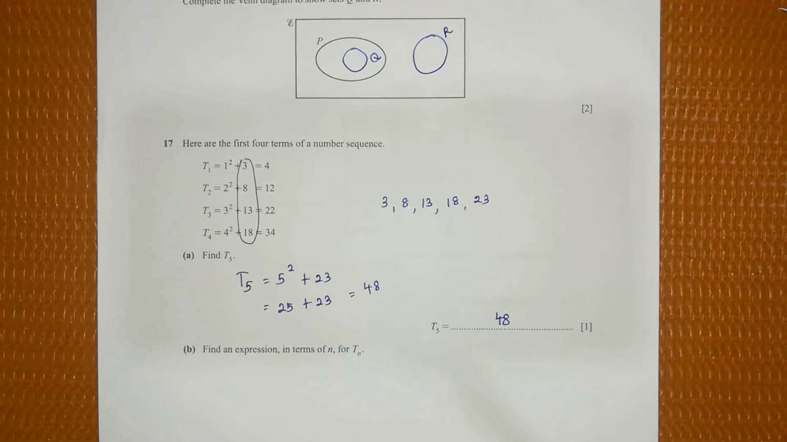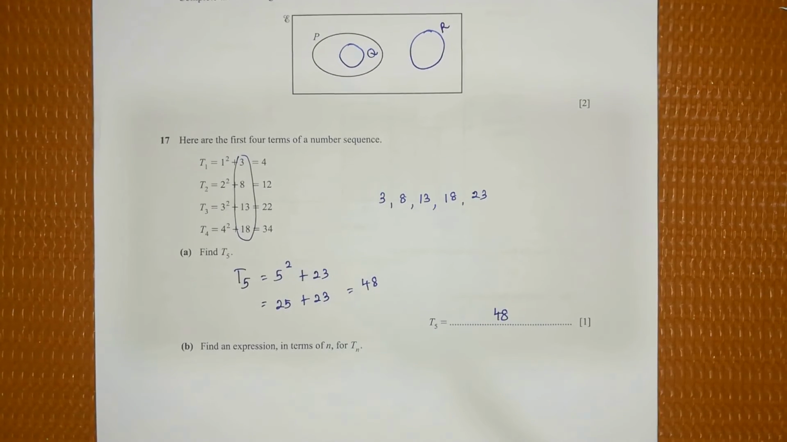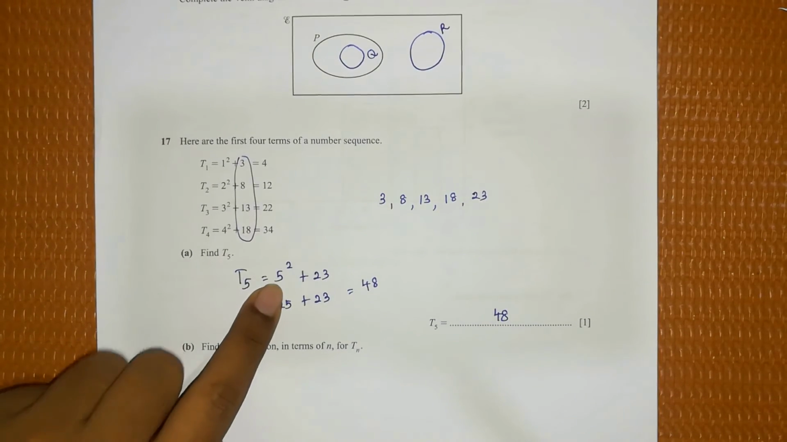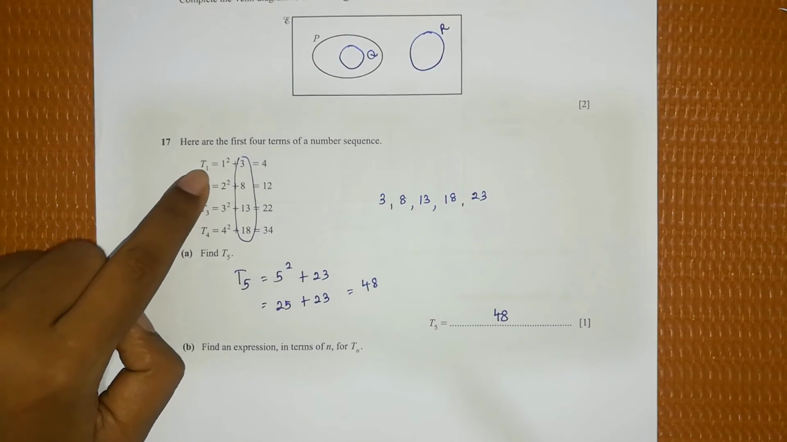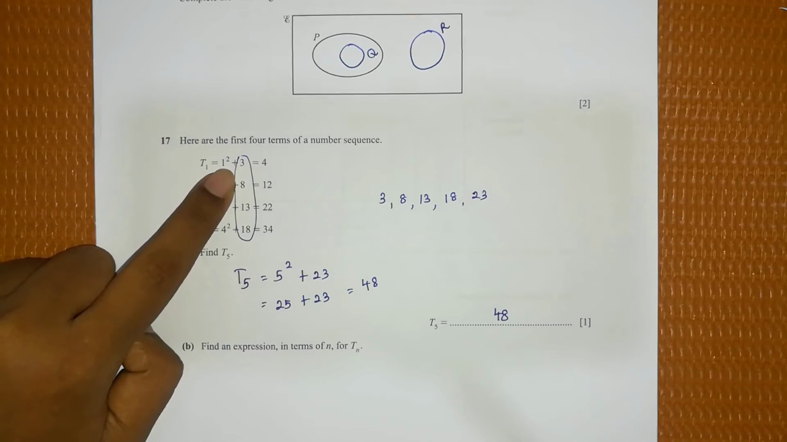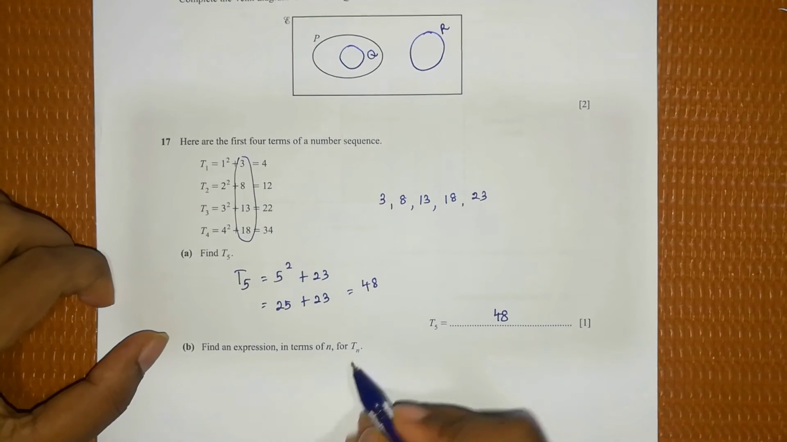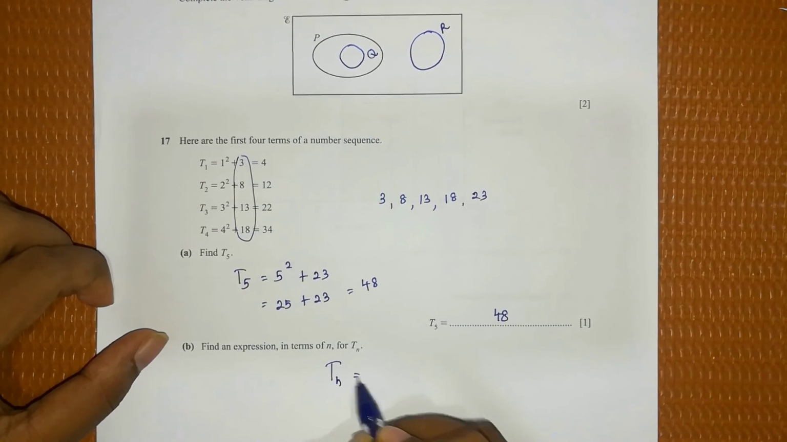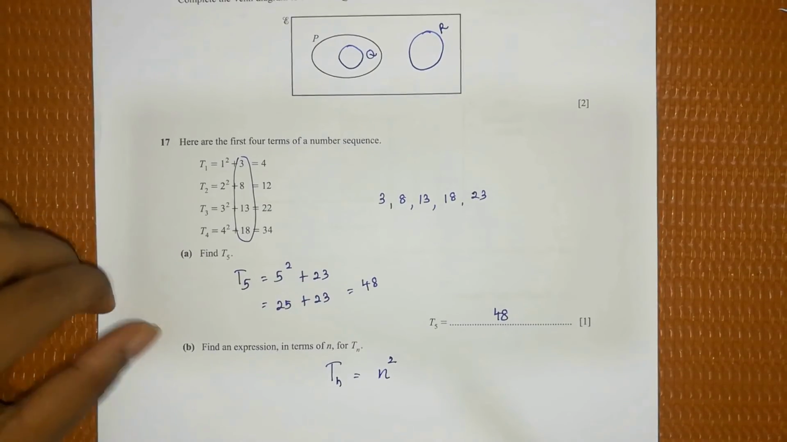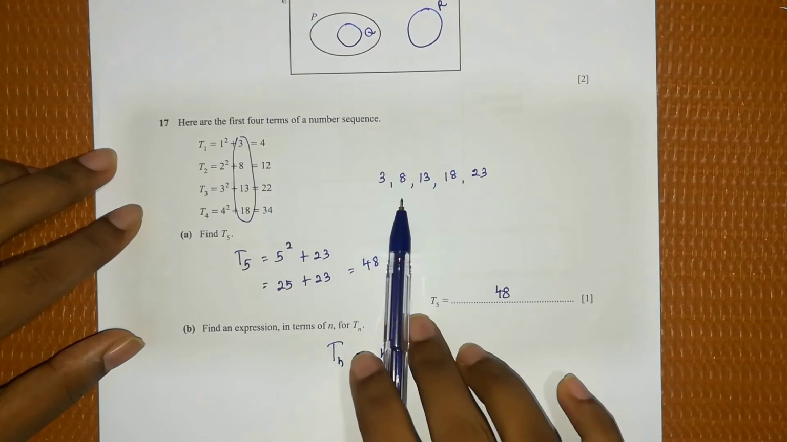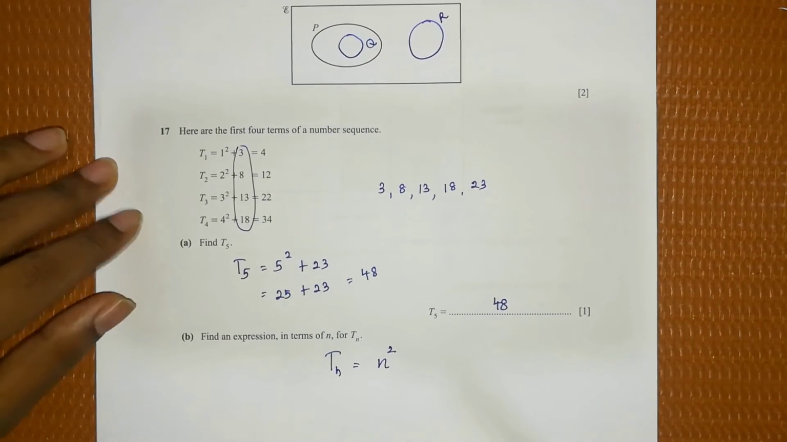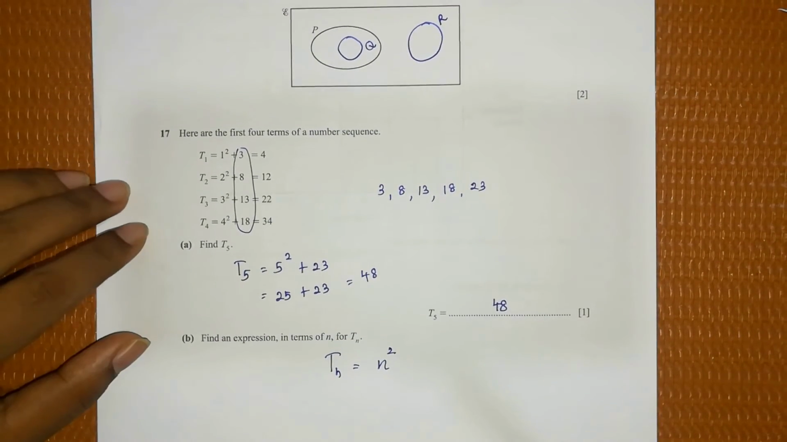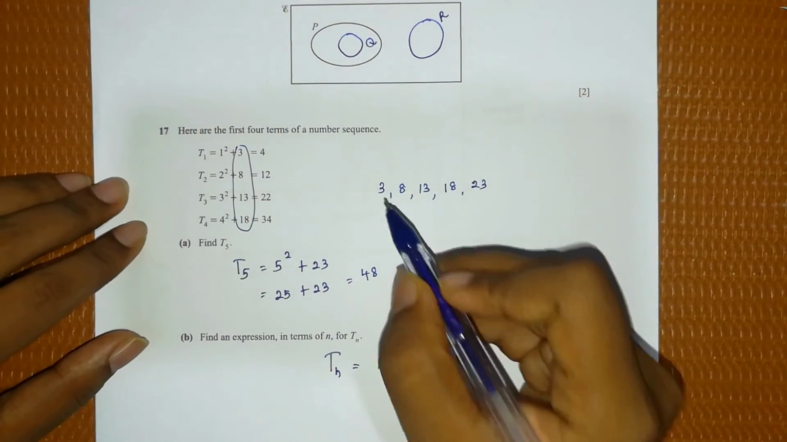Part B, find an expression in terms of n for Tn. Now this one, finding this part is easy because you will notice here the position and the number they have used is the same. So if they are asking Tn, here it should be n squared. Then for this sequence we have to find the nth term. So how do we get that?